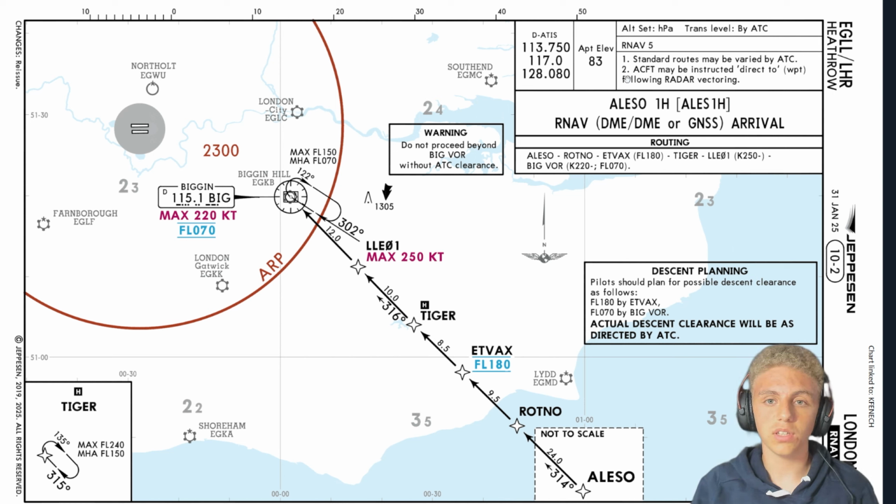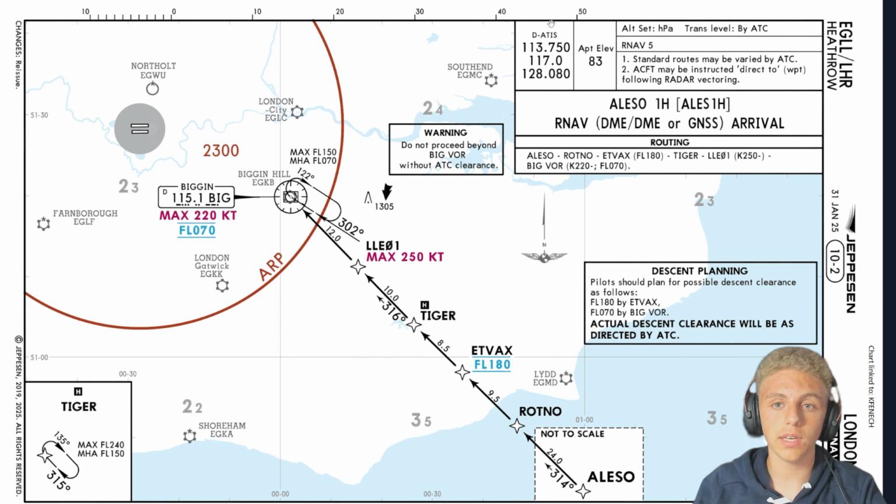To the right of it, we can see the airport elevation, 83 feet, and to the right of it, we can see the altitude setting in hectopascals. Transition level over here is set by ATC, as you can see, so that means that you'll have to tune into the ATIS, the Automated Terminal Information System, to listen out for the transition level and to know when to transition from your standard to the local QNH, to the local air pressure.